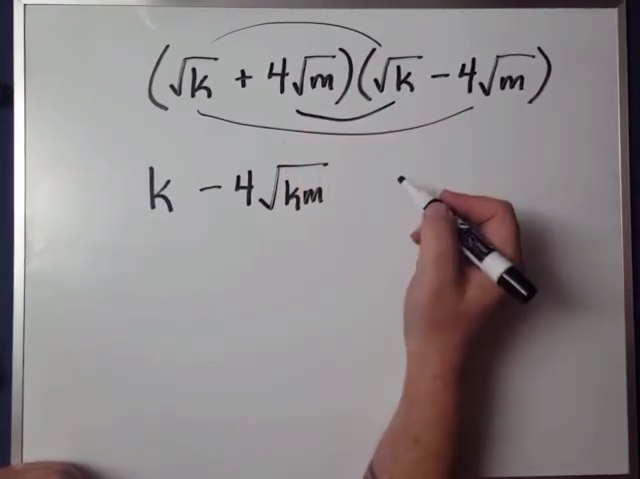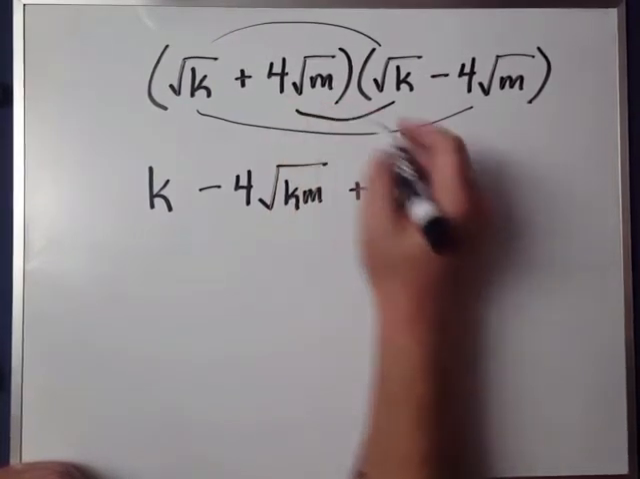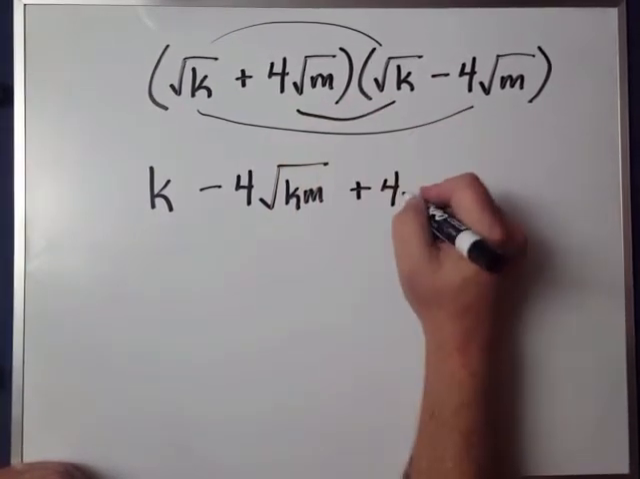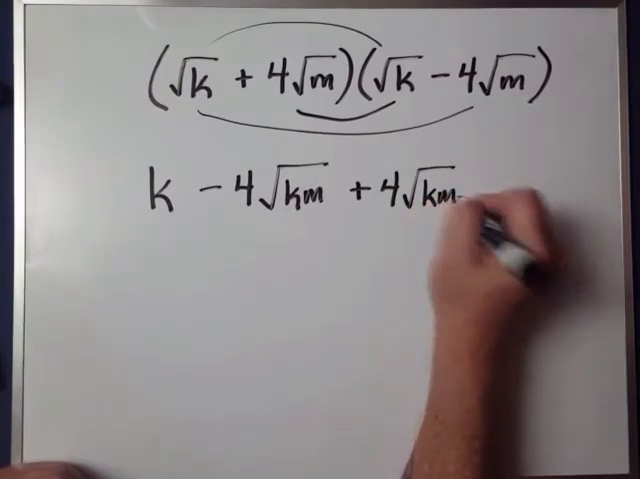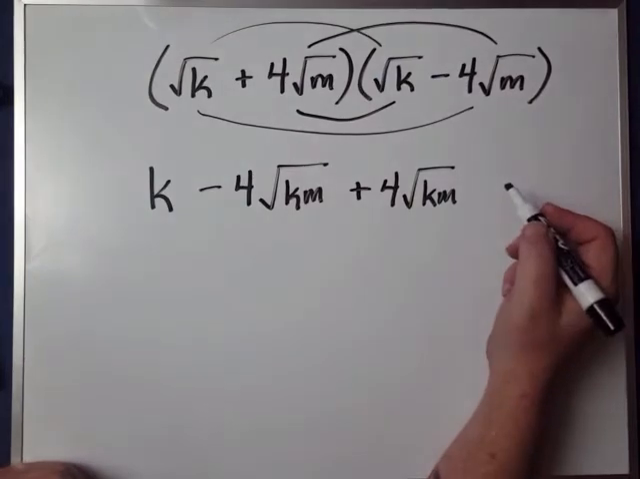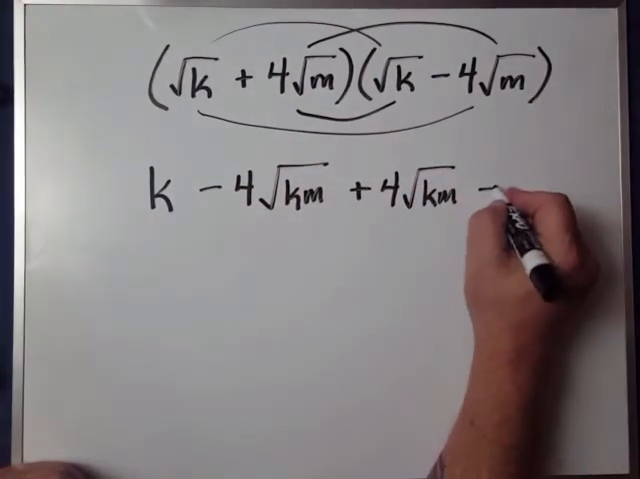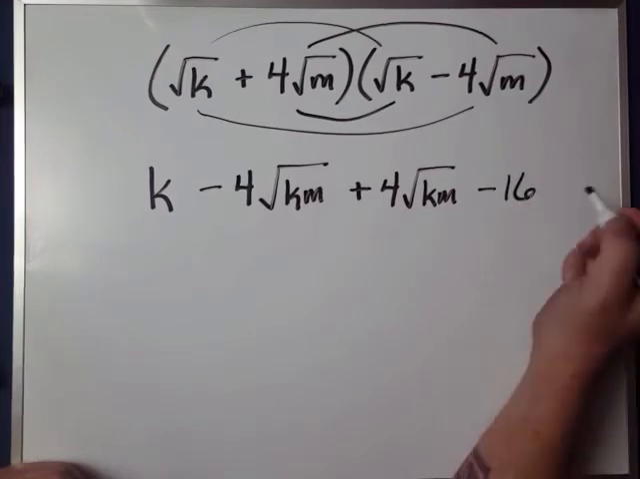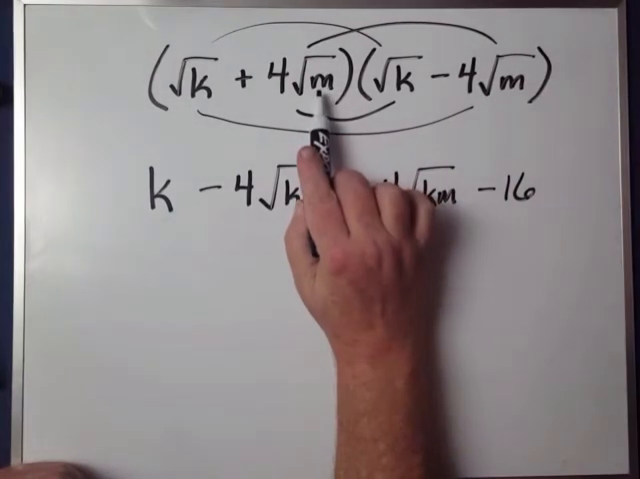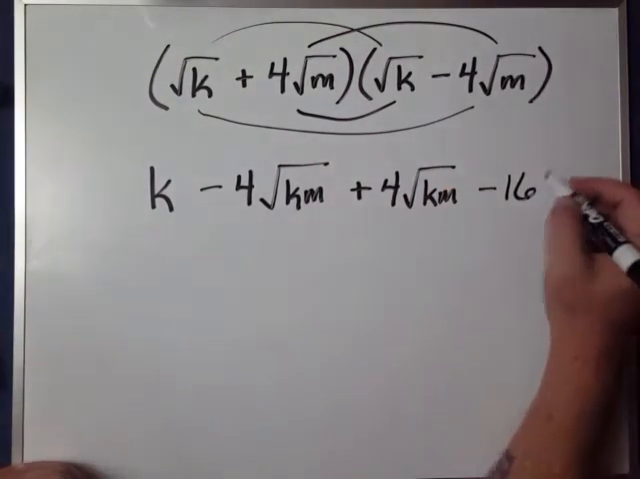Product of the inside, as we continue to FOIL, is going to be plus 4 square roots of km. And product of the last, 4 times negative 4 is minus 16, there's your outsiders. And your insiders, square root of m times itself, well, that's just m.